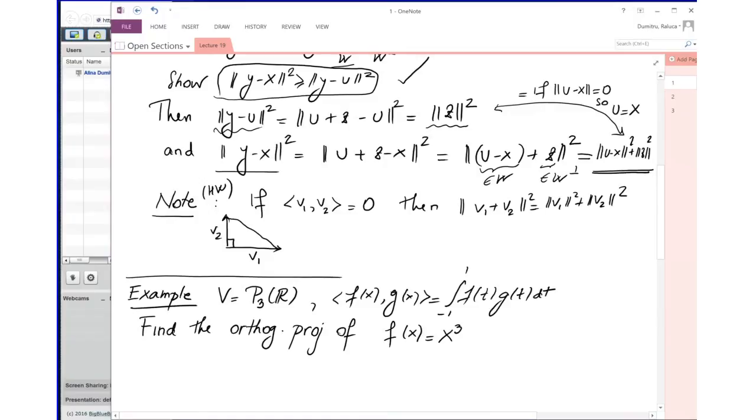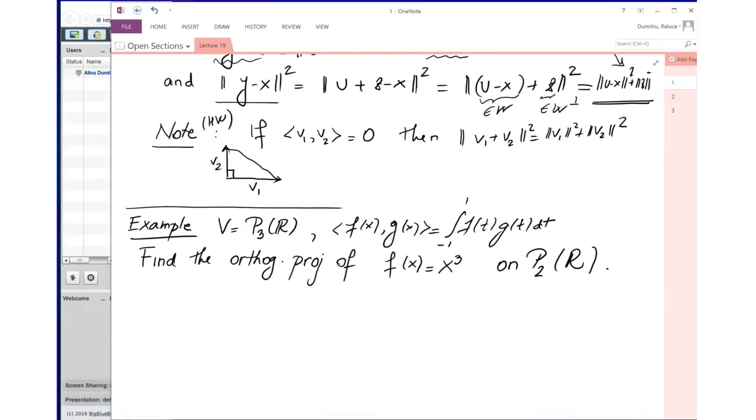Find the orthogonal projection of this on P sub 2 of R. Now clearly polynomials of degree at most 2 represent a subspace of the polynomials of degree at most 3, right? Because it's closed under addition and scalar multiplication. If you add two polynomials of degree at most 2, you still get a polynomial of degree at most 2, and so on. So let's find the orthogonal projection of this polynomial onto P sub 2 of R.